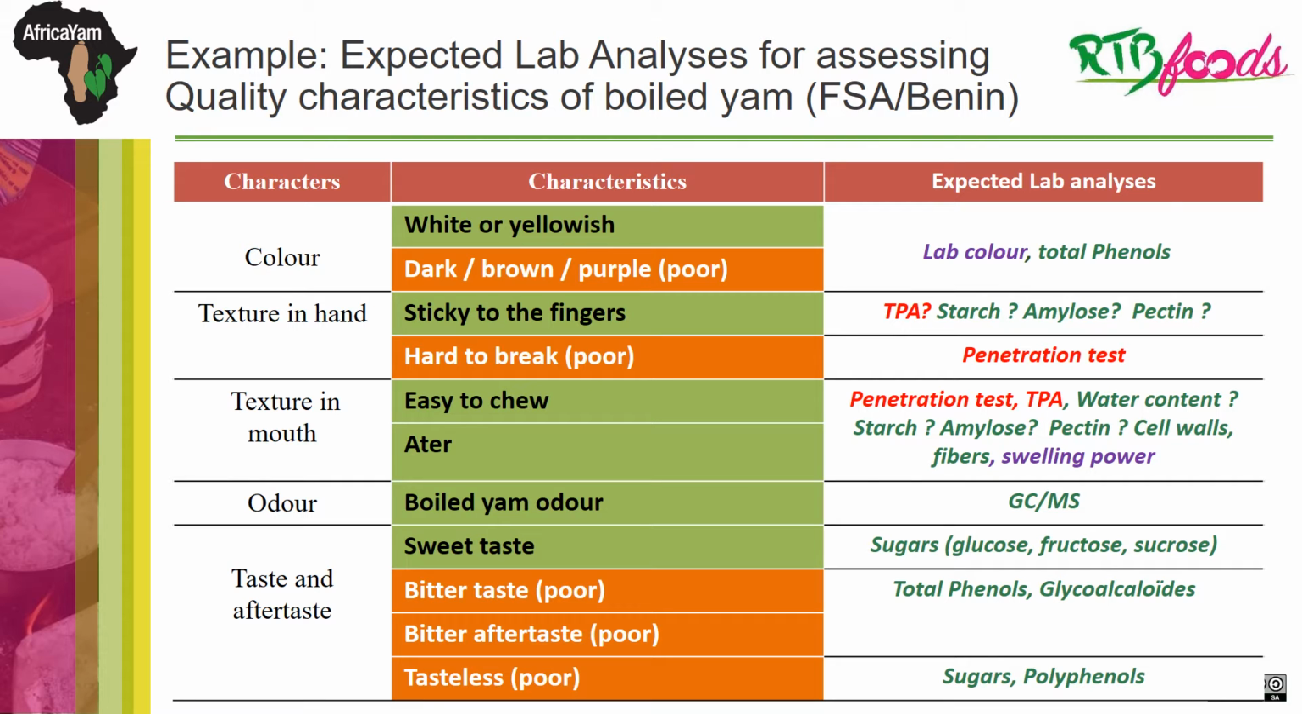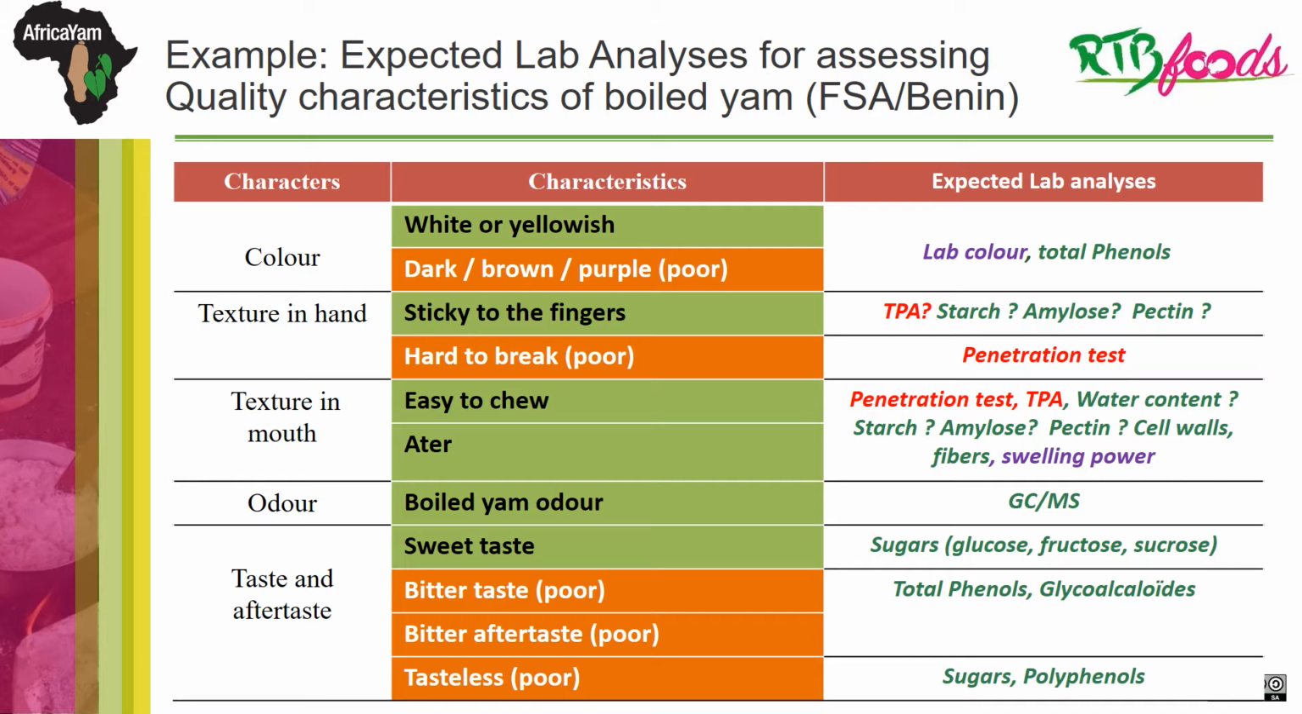So in any case, the first step is to choose biophysical candidates based on the characteristics looked for by consumer or processors, and this has been performed, for example, in the case of boiled yam in FSA in Benin. You can see the characteristic looked for by consumer and processors, and on the right side of this table, you can see the candidates of analytical procedures that can be used to predict the characteristics looked for by consumer and processor. For example, for color, you can directly measure the color, or try to analyze total phenol to predict the color from the total phenol.